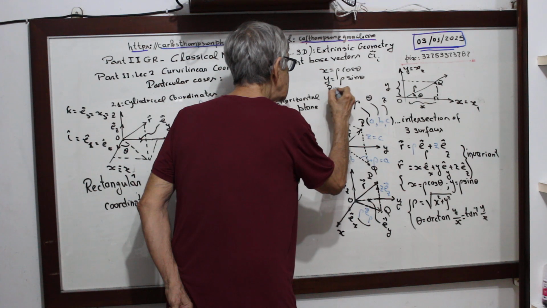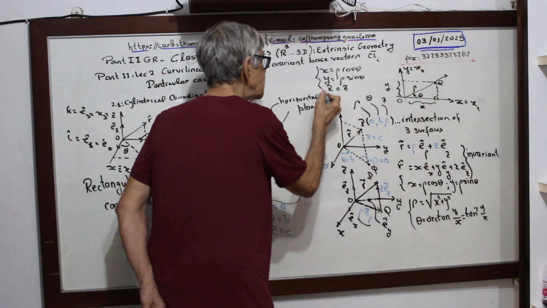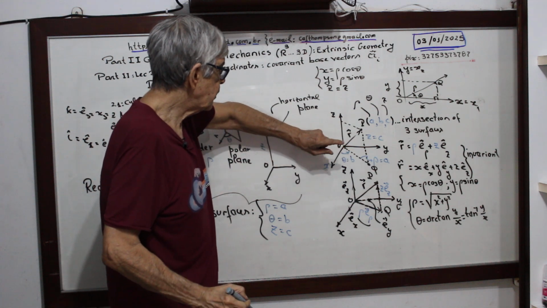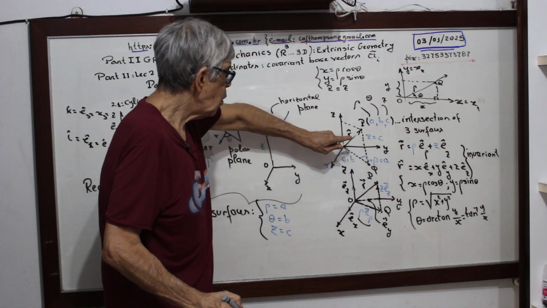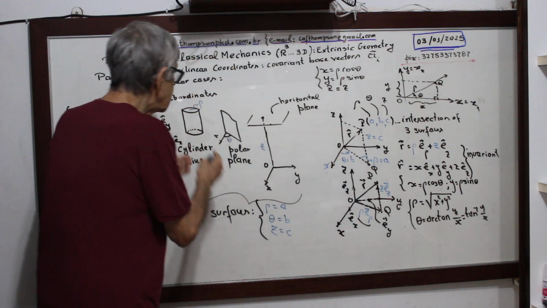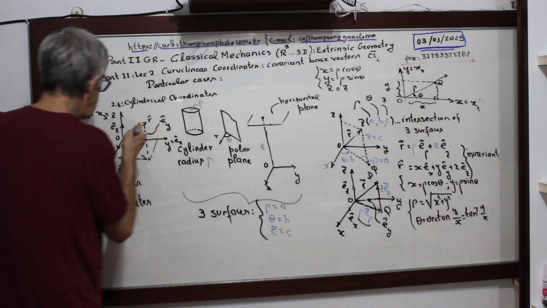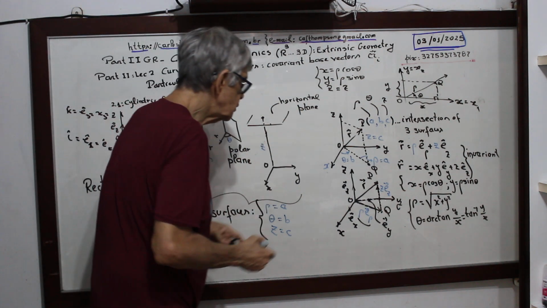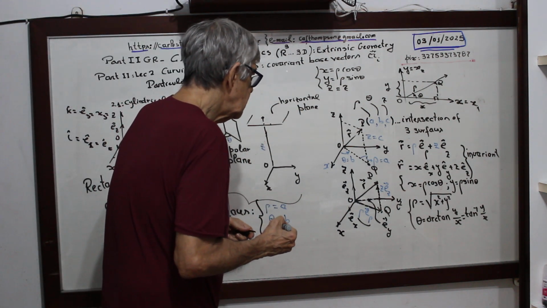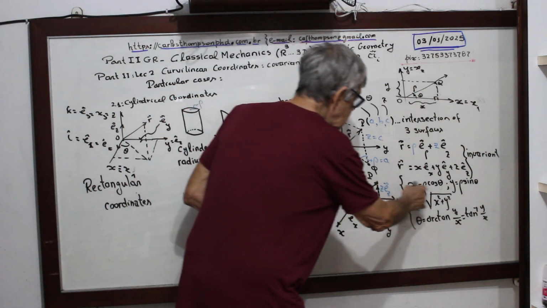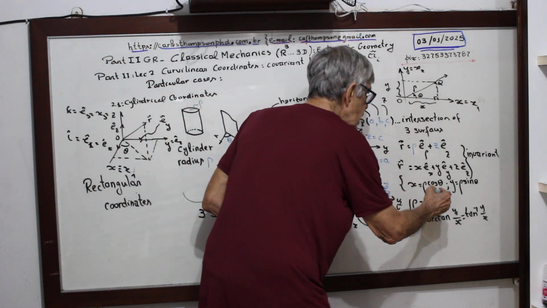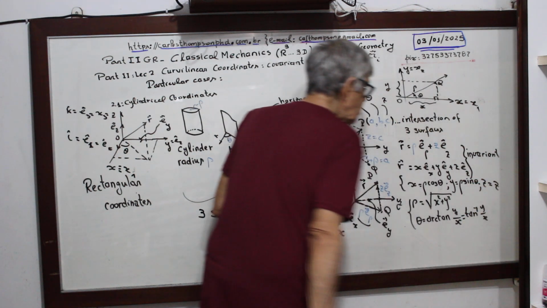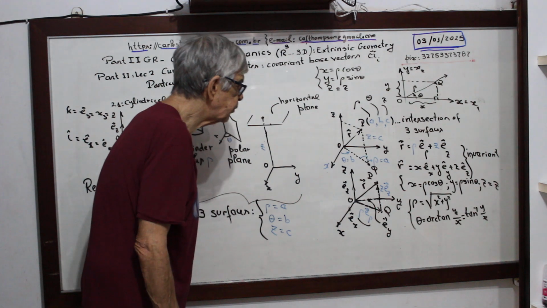And z is equal to z. See, because z is the coordinate which belongs to both the cylindrical coordinates and the rectangular coordinates. See, that's why I use that. So I could write here x, y, and z is equal to z.